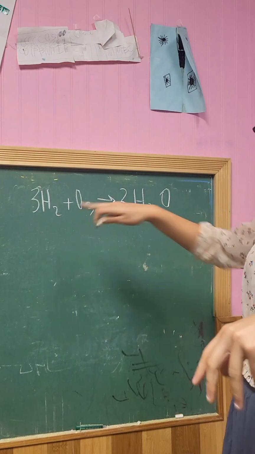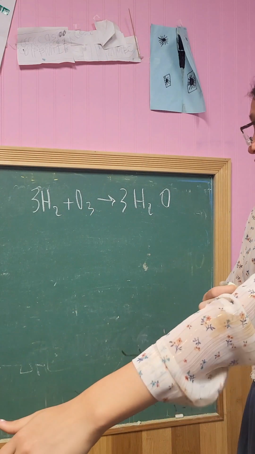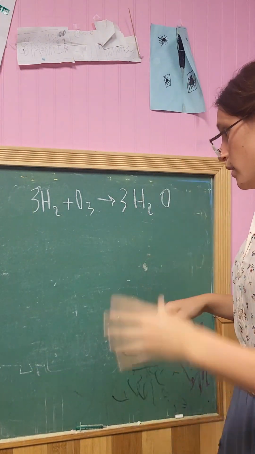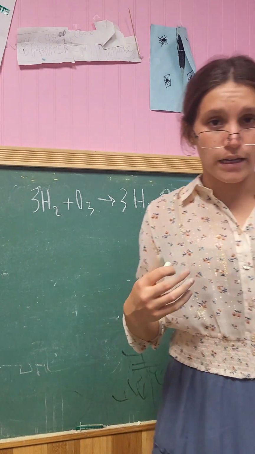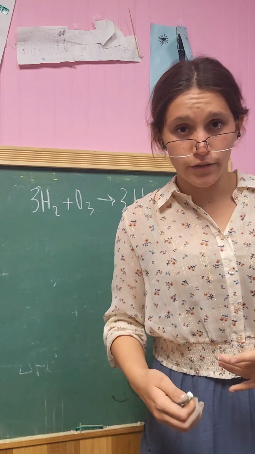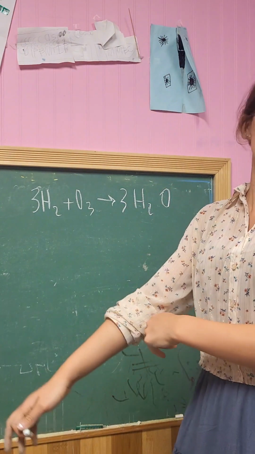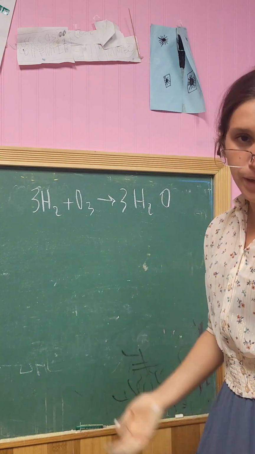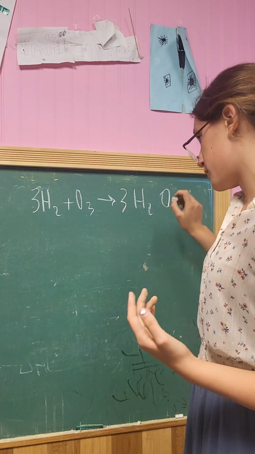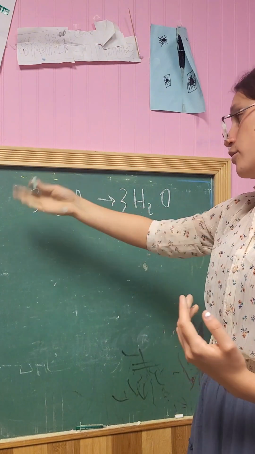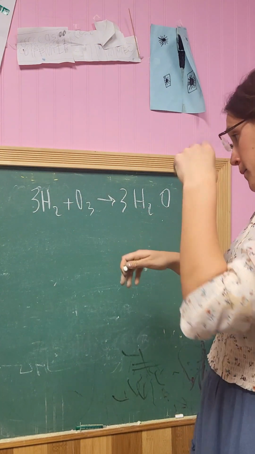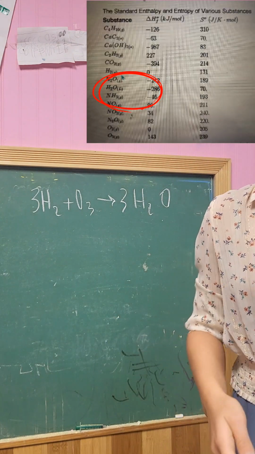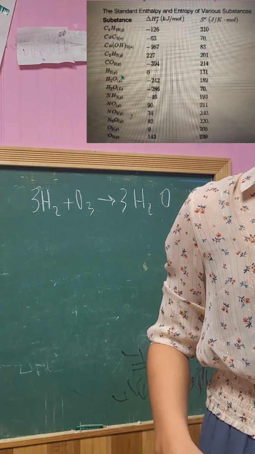Hydrogen reacts with oxygen to make water. So this is also a synthesis reaction. Now we're going to look at our enthalpy chart, right? That is our key tool in helping us find the enthalpy of the reaction. So remember, it's products minus reactants. So we're going to look at H2O. We're going to find H2O on our enthalpy chart.